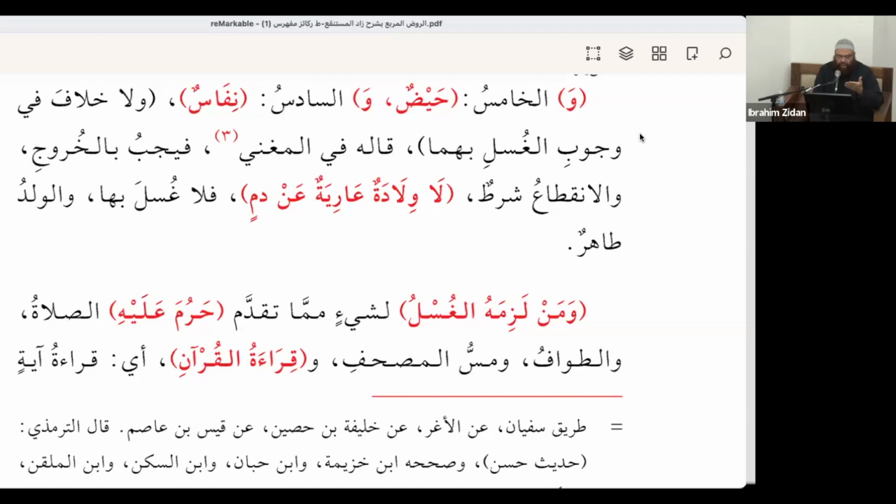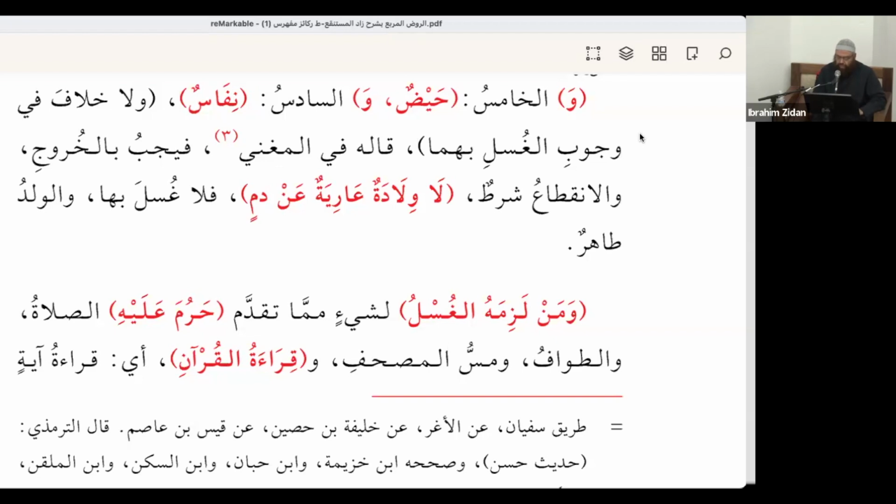So he says here in the sharh, فلا غسل بها, there's no ghusl in this case. والولد طاهر, and the child is طاهر, is pure. And of course the human being is always pure. So that means she makes her salah, everything is fine because there's no blood. So there's no blood after she gave birth. And the same thing as far as the ahkam is concerned, with her husband and everything, because there's no blood. So it's about the blood, it's not about the birth. So that's to understand the issue of al-hayd wal-nufas, لا ولادة عارية عن دم.